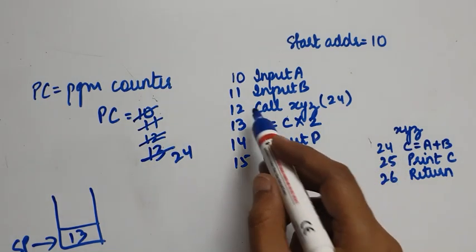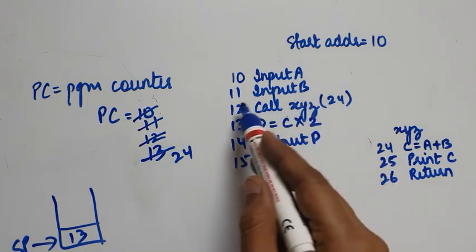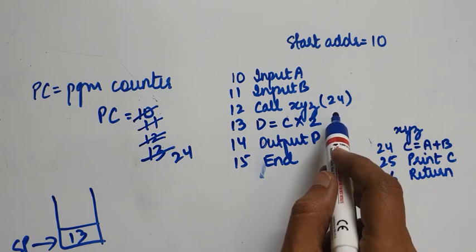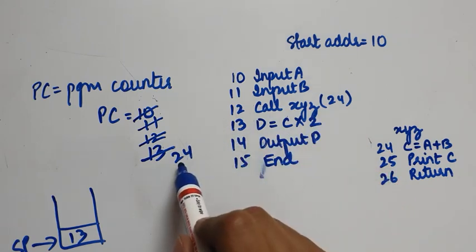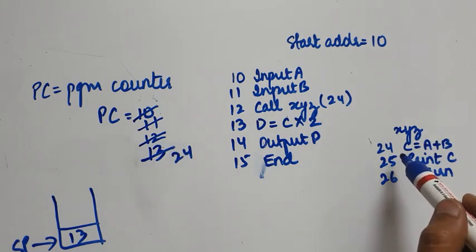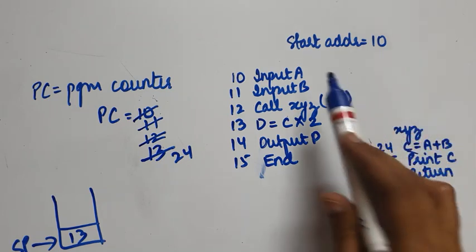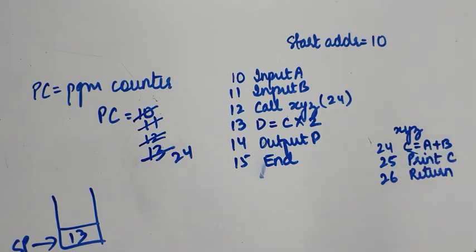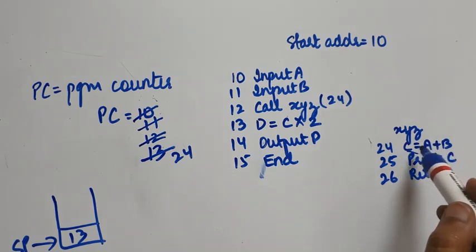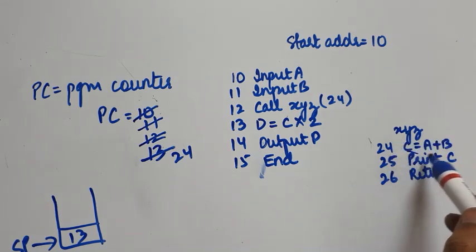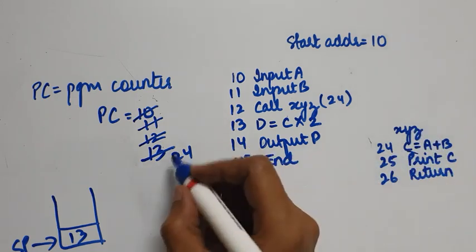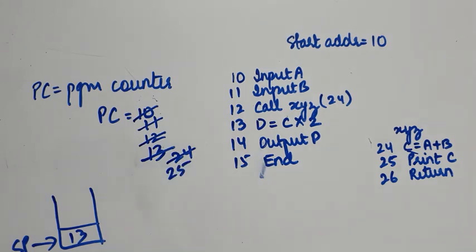Now after executing the instruction on line number 12, the CPU goes to check the value of the PC. PC is now holding 24. So where will the CPU go? It will go here. What is written here? C equals to A plus B. So it will execute C equals to A plus B. Whatever the values of A and B are will be added and stored in C. When it is fetching the instruction on line number 24, the value of PC is made 25.